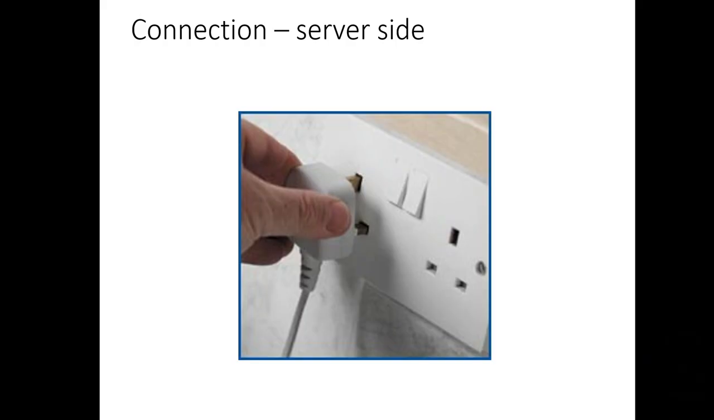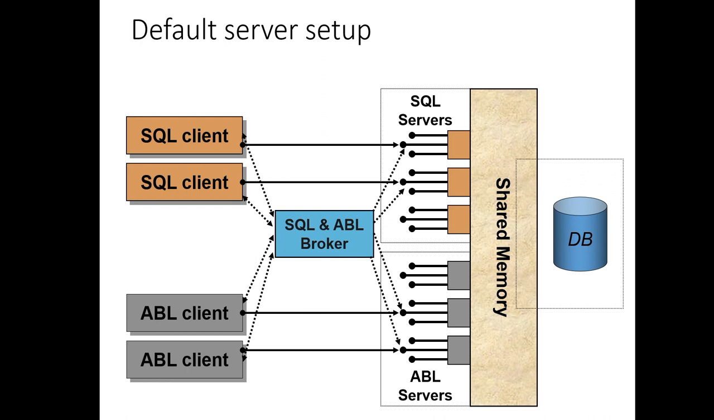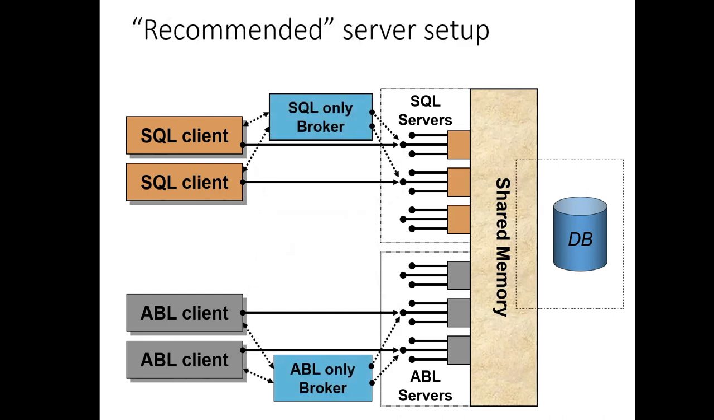Okay, so that's the client side, right? We had a driver, we had a DSN to connect to the database. How do we deal with this on the server side? By default, the default server setup is we end up with one broker that spins up, that handles SQL clients and ABL clients, and everything kind of goes through the same broker. We don't want to do that, just in terms of best practice and to be able to isolate both types of connections. We want to have something more aligned with this. So ABL clients go through an ABL broker or brokers. SQL goes through a single broker, multiple servers, right? So everything's isolated from it.